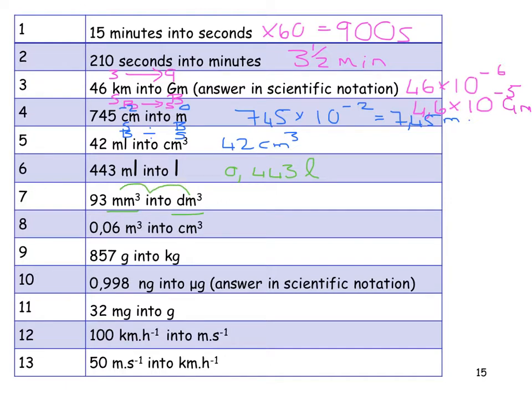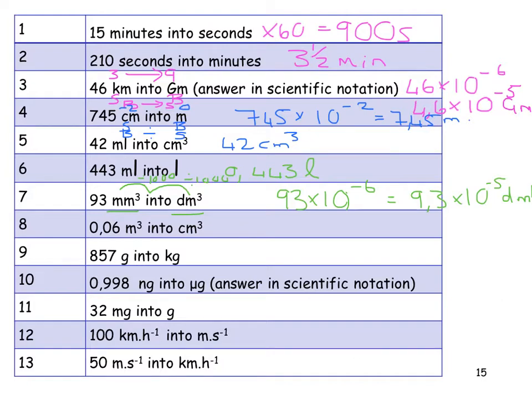When I go from millimeters cubed to decimeters cubed, I am going from millimeters cubed to centimeters cubed to decimeters cubed, which means that I am going to divide by 1,000 and then divide by another 1,000, which means I'm going to divide by 1,000,000, and so that becomes 93 times 10 to the negative 6, which turns out to be 9,3 times 10 to the negative 5 decimeters cubed.